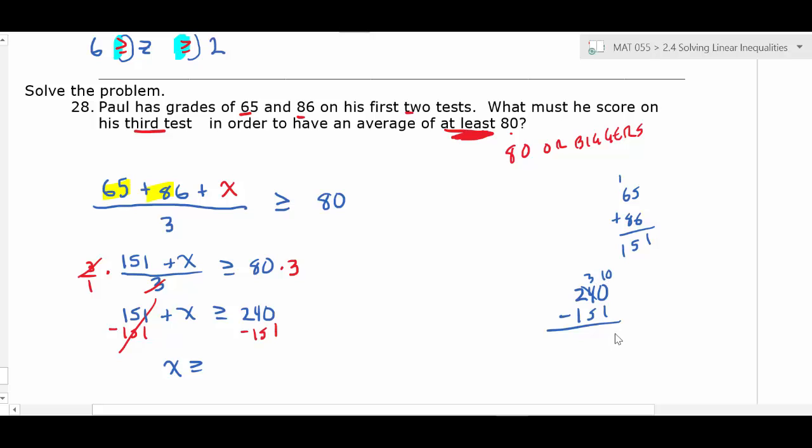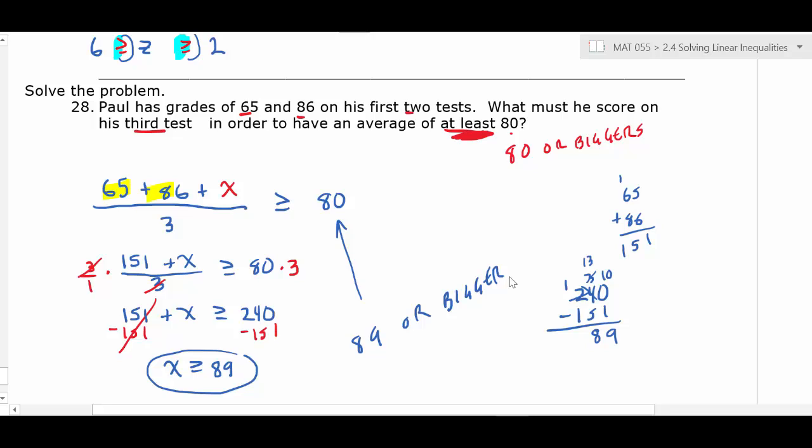So I'm going to regroup. That's 3, that becomes 10, that's 9. You got to regroup again, so make that 1 and then make this a 13. 13 minus 5 is 8, so 89 should be what we get. So he needs to get an 89 or bigger. If he gets an 89, he has an average of 80. Okay, so that's kind of what he needs to do. So if he wants to have a B in the class, I guess, he's got to have an 89 or bigger.